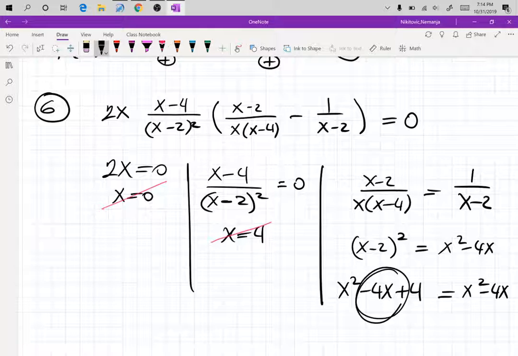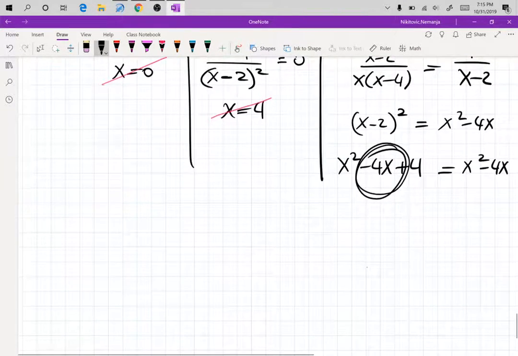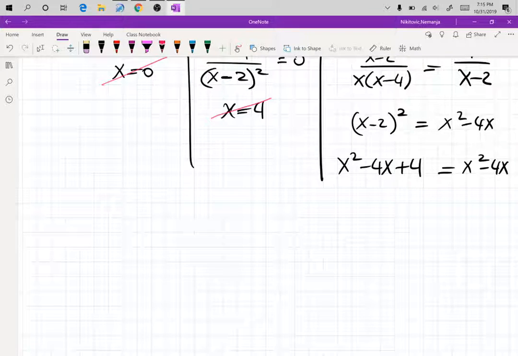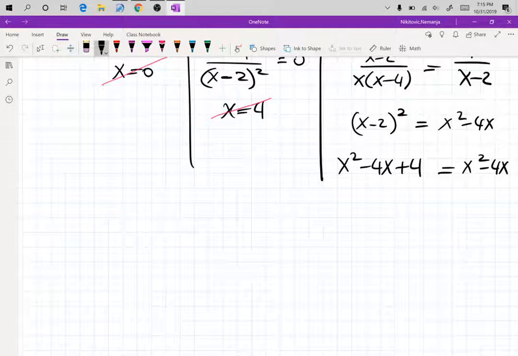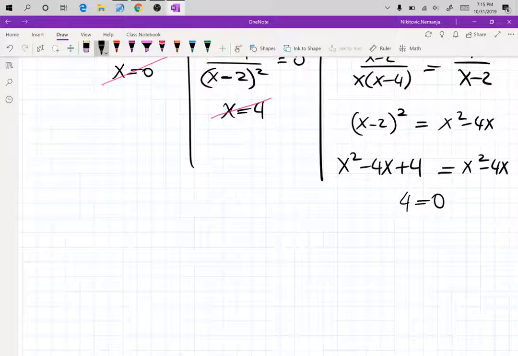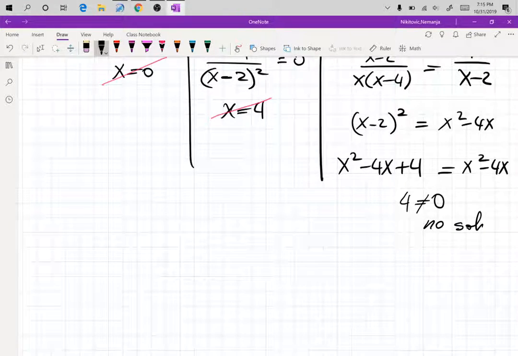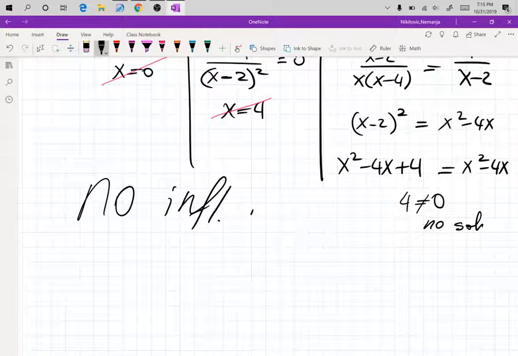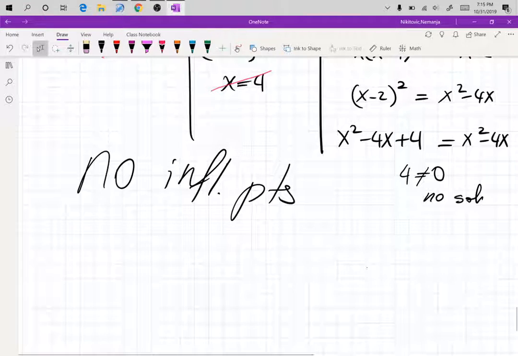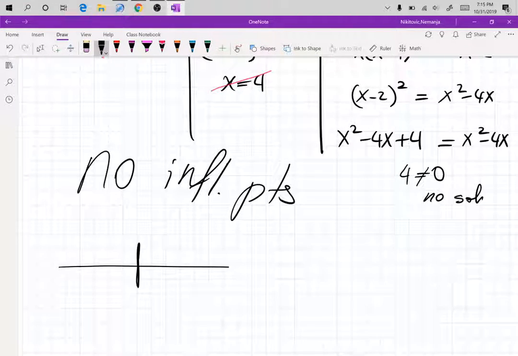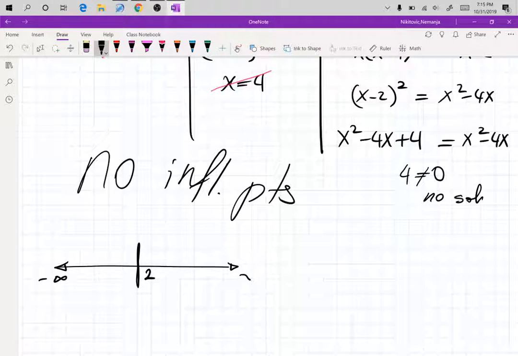Guys, this is where your grade dies, usually. You forget the middle term. Don't. Good. So now move everything to the left, and you just have 4 equal to 0. Well, no solution. No inflection points. Great. We are partitioning only on the vertical asymptote because we have no inflection points to partition at.